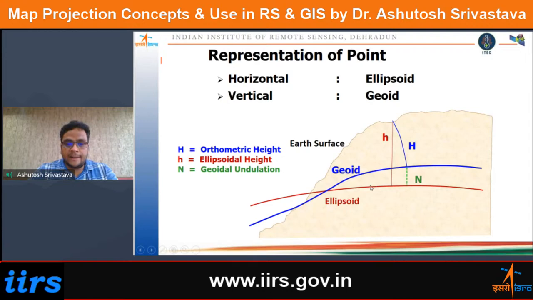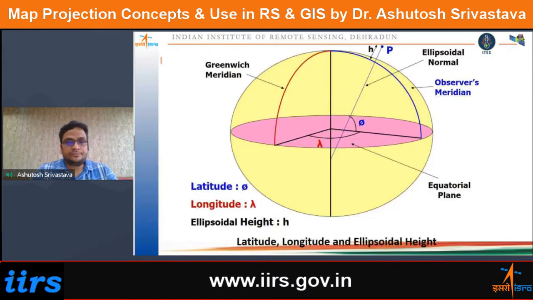Now somewhere this will be more, somewhere the blue line will go down, somewhere this red line will go up, because it's a mathematical surface. As per the equation it will go, while the geoid is based on the gravity field, so it will be somewhere up and somewhere down. Based on that we can derive the difference between the orthometric height and the ellipsoidal height.